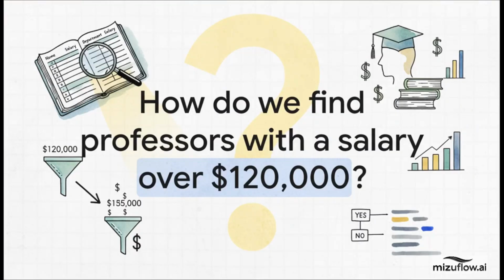Let's start with a really direct question for our investigation. We need to find every single professor in our dataset who earns more than $120,000 a year. This is a classic filtering problem. So how do we do it?